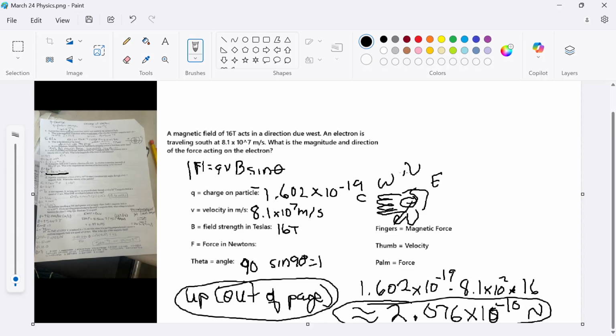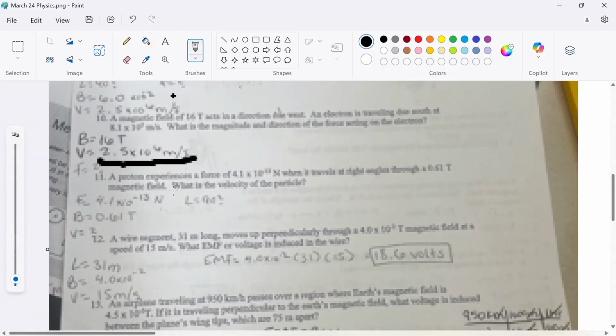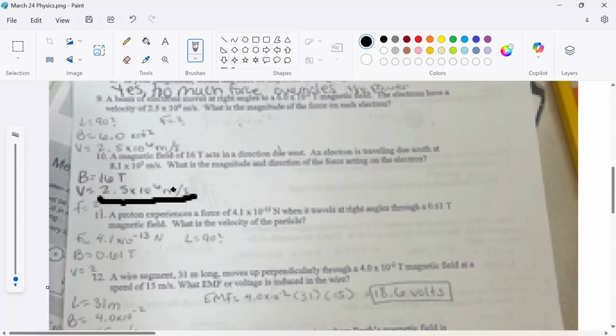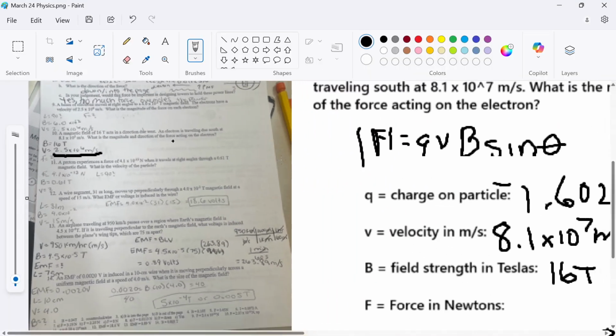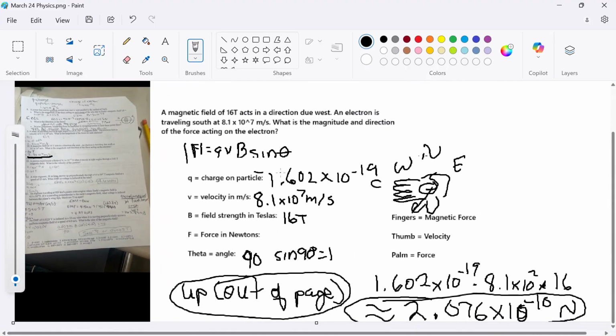Now again, if I misread this, because for some reason, when I got this worksheet emailed, it came as a thumbnail instead of the whole thing. So it's very hard for me to see the numbers. If the numbers are different, put in the correct numbers. But it's up, out of the page, and 2.076 times 10 to the negative 10 newtons with the numbers I used.